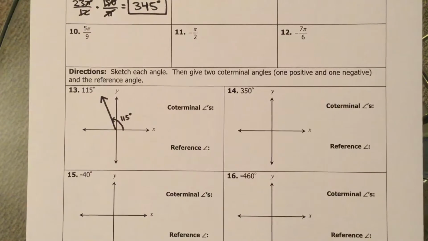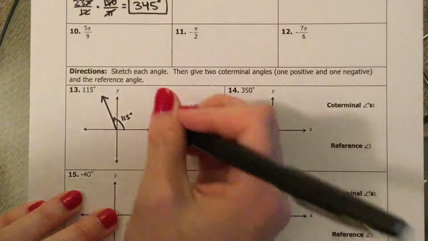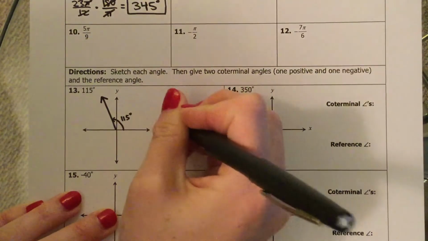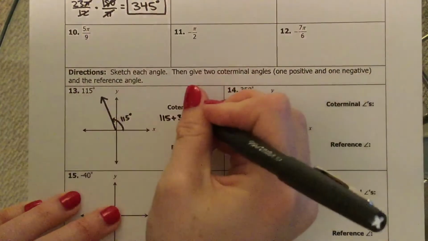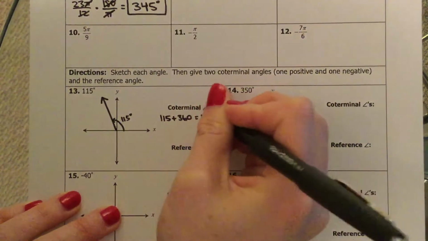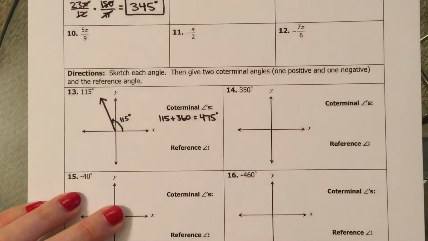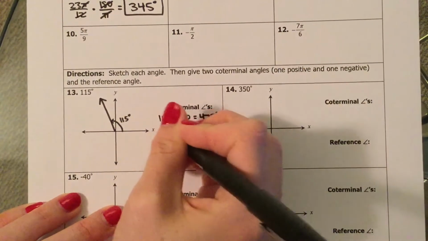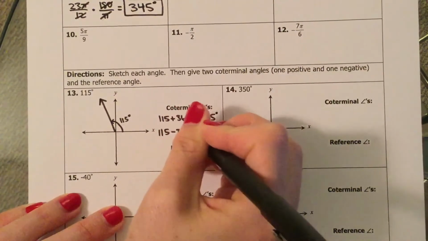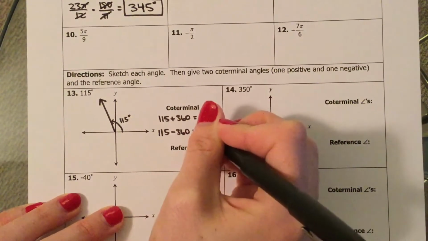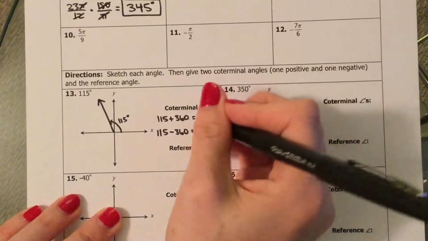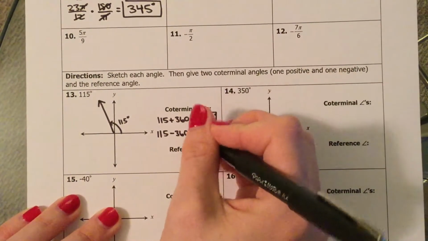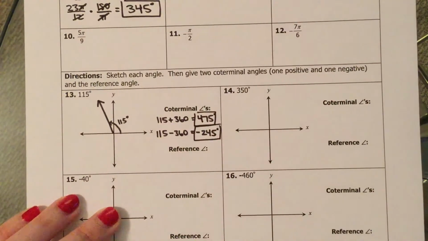So for your coterminal angles, you take the angle, you add 360, subtract 360. So 115 plus 360 gives us 475 degrees. So that's one coterminal angle. You could also take 115 minus 360 degrees, and that would be negative 245 degrees. Okay, so two different coterminal angles, one by adding, one by subtracting 360.